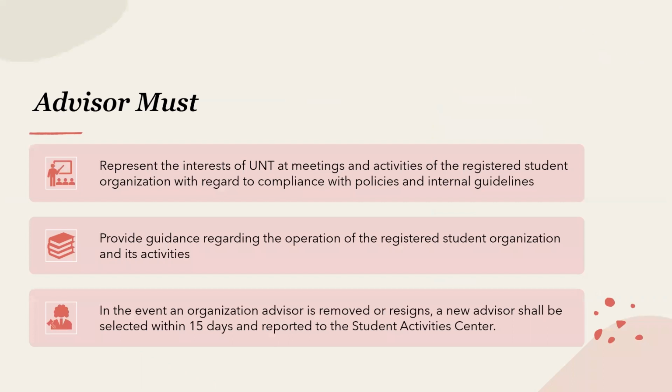What are the musts of an advisor? They must represent the interests of UNT at meetings and activities of registered organizations with regard to compliance with policy and internal guidelines. They must provide guidance regarding the operation of the registered student organization and its activities. And also, in the event that an advisor is removed or resigns, a new advisor shall be selected within 15 days and reported to Student Activity Center.